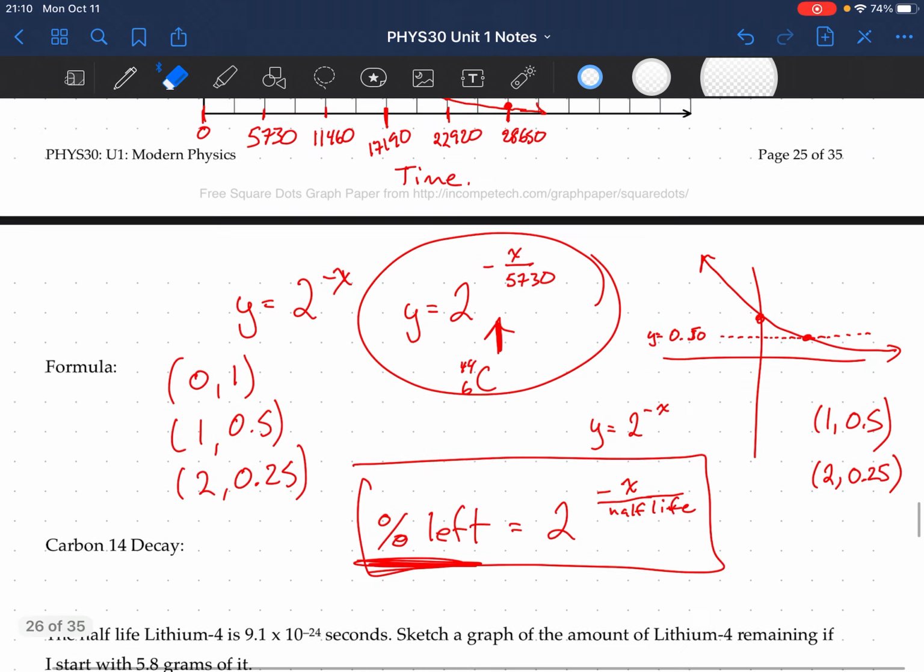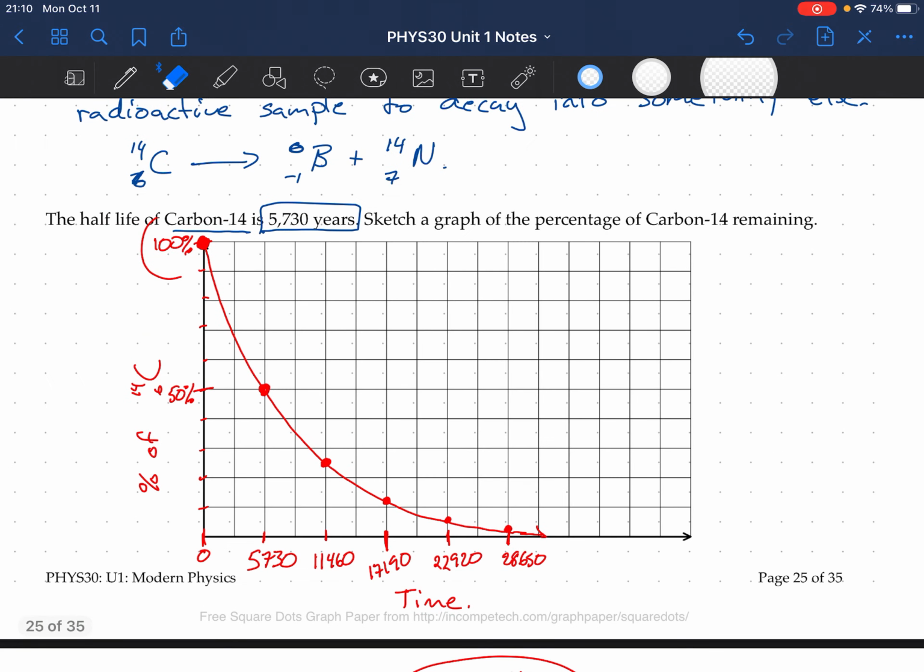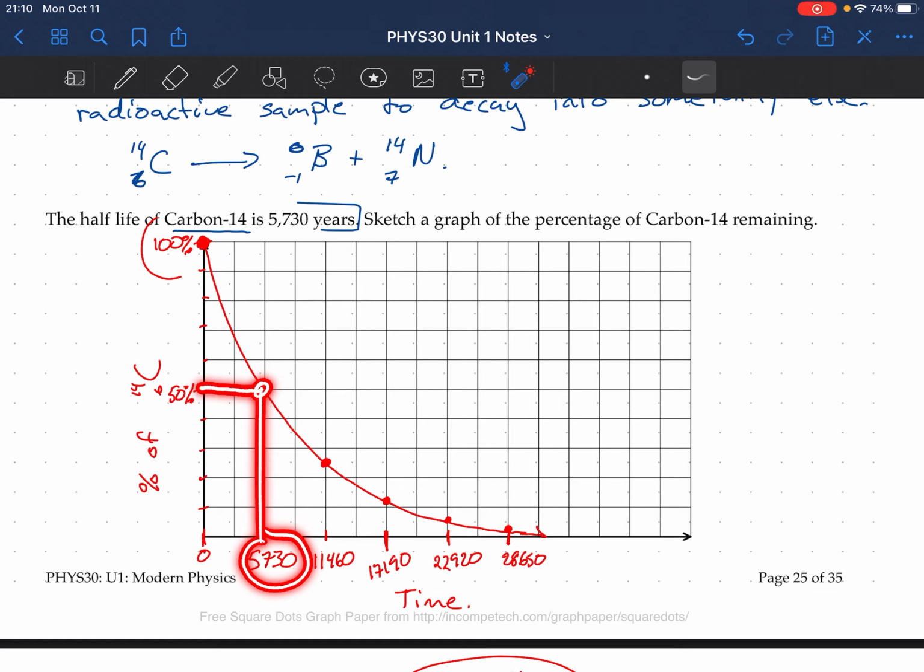We did a graph up here with carbon-14, which had a half-life of 5,730 years. That meant that after 5,730 years, half the carbon-14 was gone. Then after another 5,730 years, another half of what was left was gone. So in this graph, we graphed the percentage of carbon-14 remaining. It started at 100%. After 5,730 years, half of it was gone.